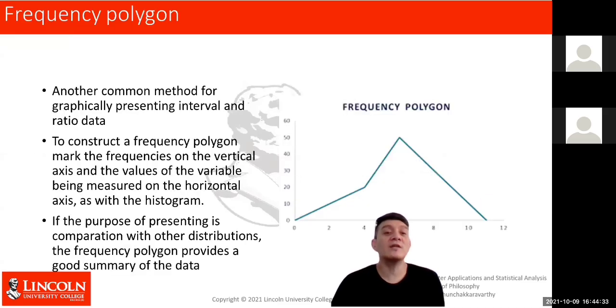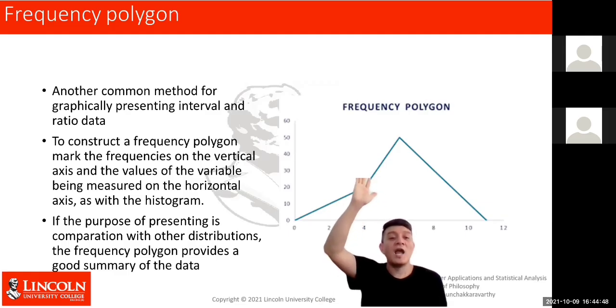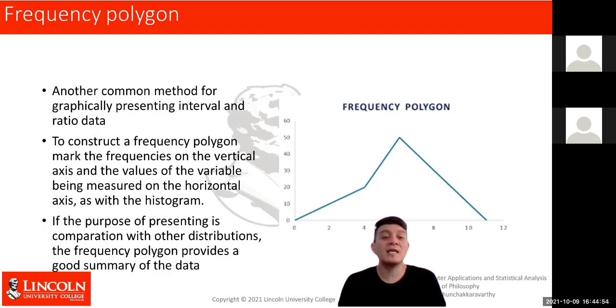Another common method is called the polygon, graphically representing interval and ratio data. To construct a frequency polygon, mark the frequencies on the vertical axis, and the values of the variable being measured on the horizontal axis, as with the histogram. If the purpose of presenting is comparison with other distributions, the frequency polygon provides a good summary of the data.